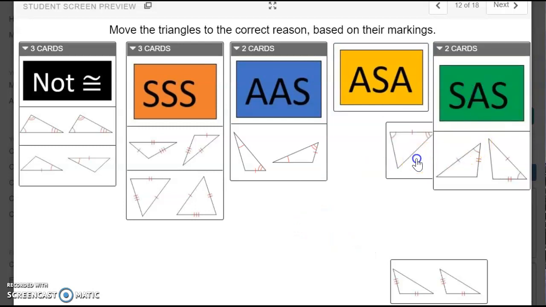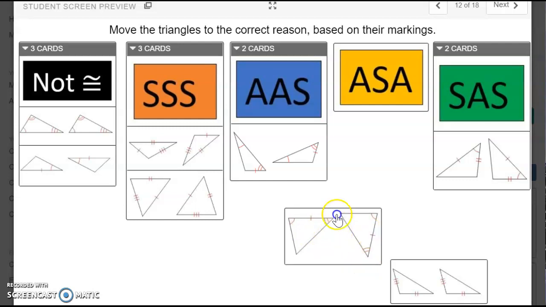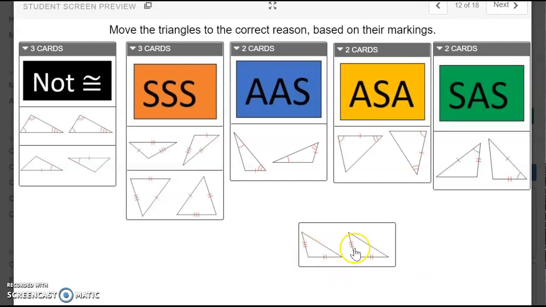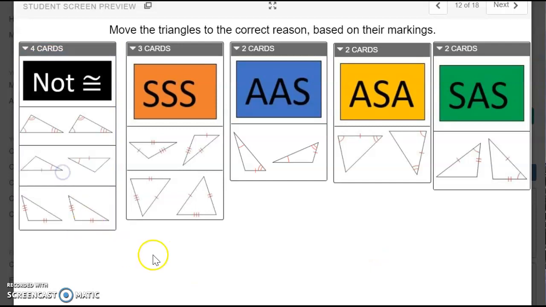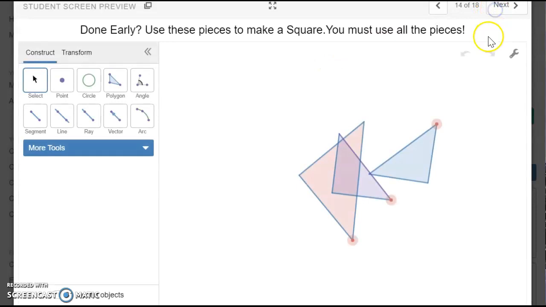All right, so then what about this? We have an angle pair, another angle pair, and the side pair that is in between. So this is going to be angle, side, angle. And then finally, we have one pair of sides that is congruent, and a second pair of sides. 2 things are never enough, so it's going to be over here. And if I go to the next card, it tells me that I got 13 out of 13 correct. Great work. All right, so then the next 3 cards are sort of like a puzzle. I want you to try it yourself.